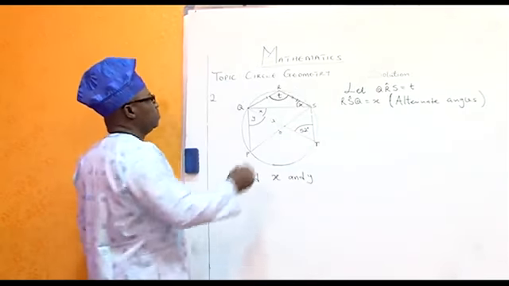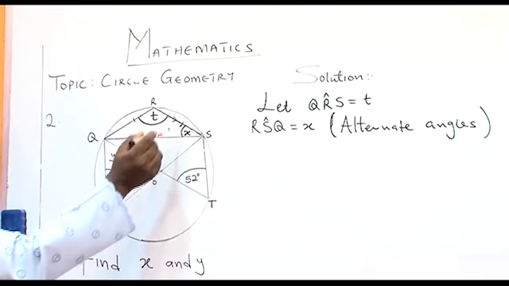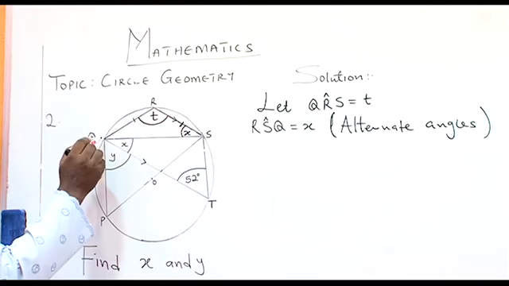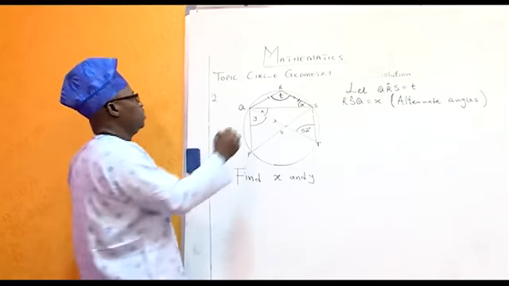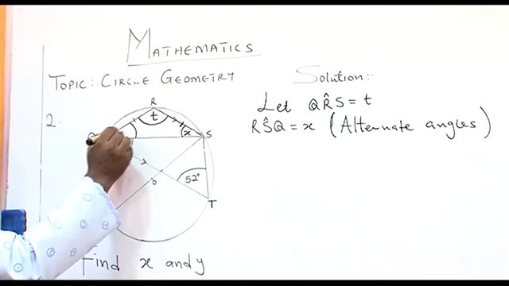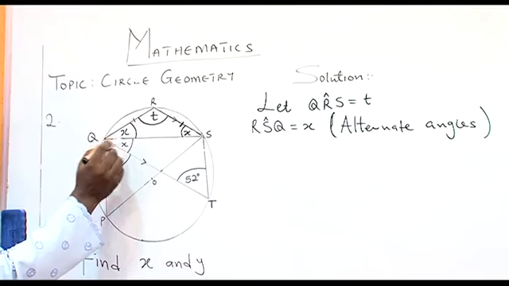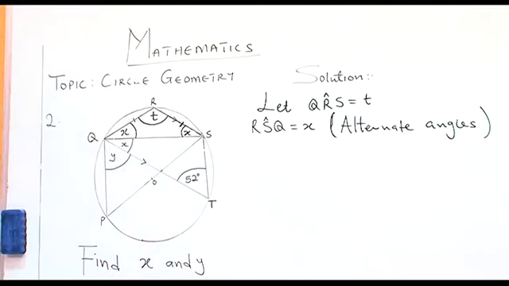Now, this symbol here shows that QR is the same thing as RS. So QR is RS. That shows that I'm dealing with an isosceles triangle. So this angle here will also be x. That is, if this is x, this will also be x. That is, the base angles of an isosceles triangle are the same.